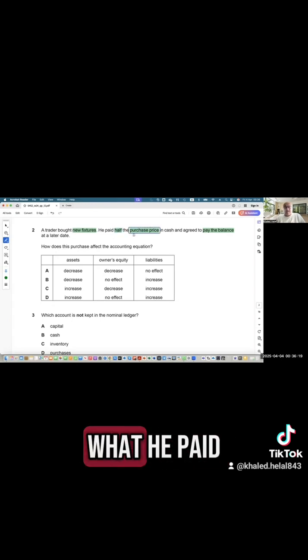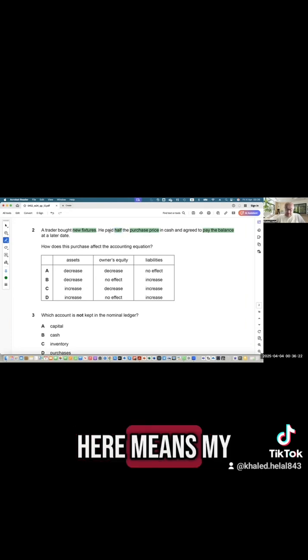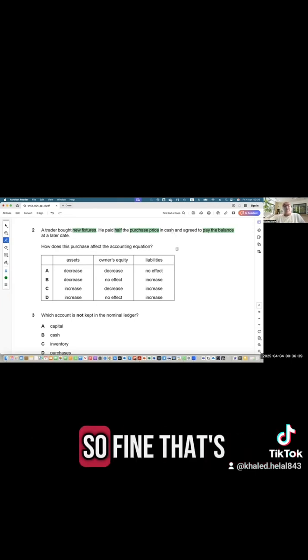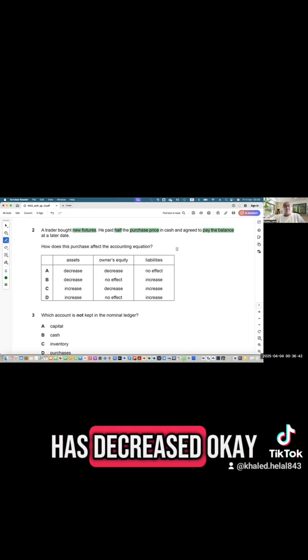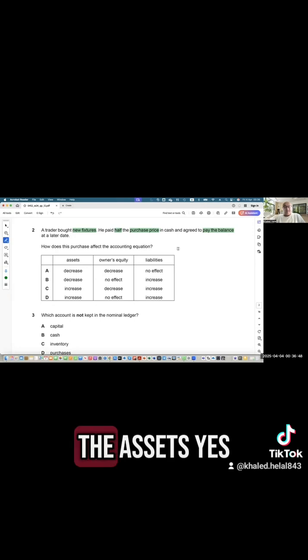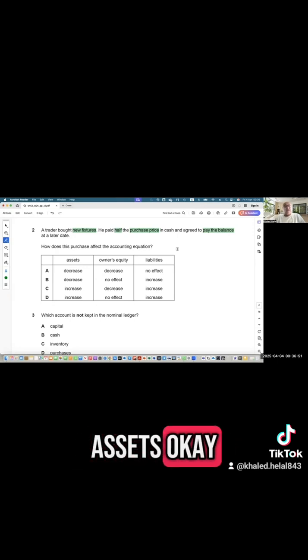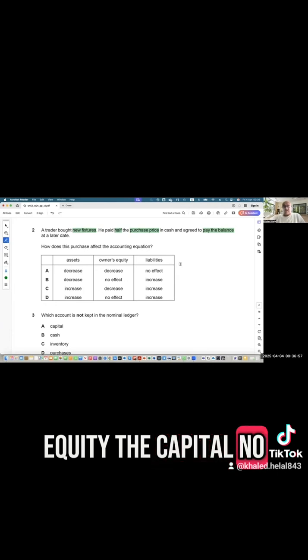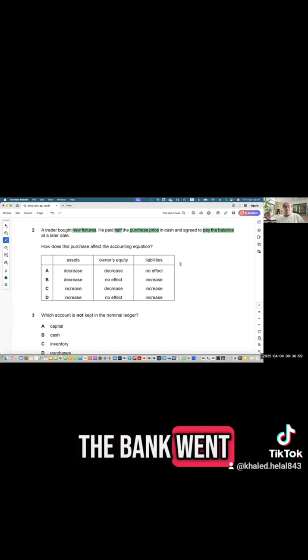He paid half. So that means what? The word paid here means my bank account has gone down. So I want to find out, did I pay? How did I pay? I paid half in cash, so my bank account has decreased. Did it affect the assets? Yes, it affected the assets. However, did it affect the owner's equity, the capital? No, it hasn't been touched. It's just the bank went down.